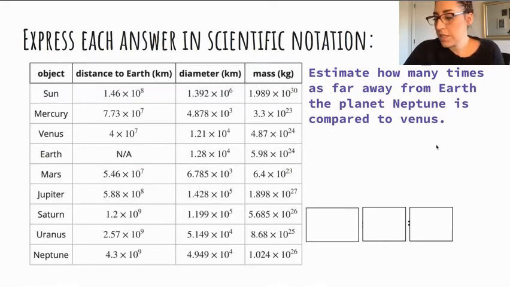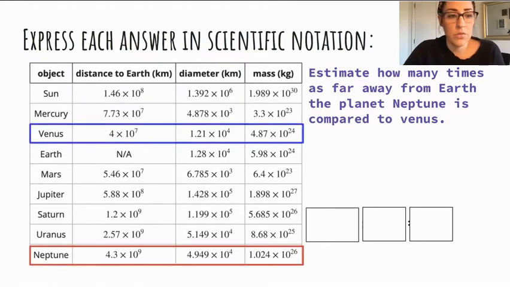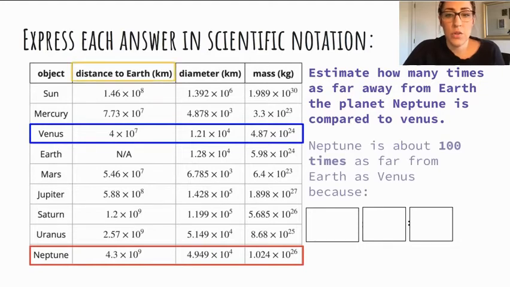And the third one: estimate how many times as far away from Earth the planet Neptune is compared to Venus. So here's Neptune, here's Venus, and we're looking at that distance to Earth. So we're going to say that Neptune is about 100 times as far from Earth as Venus.